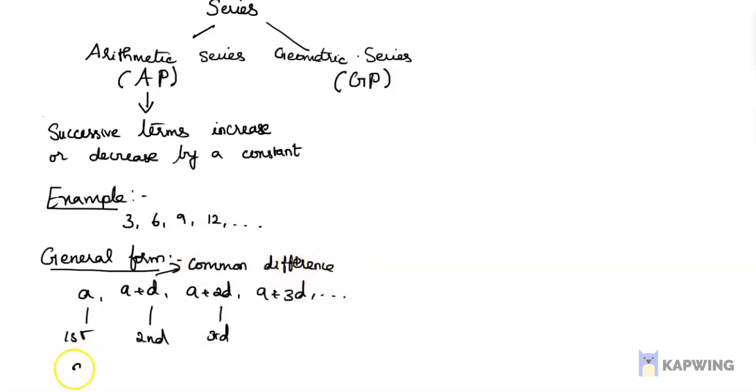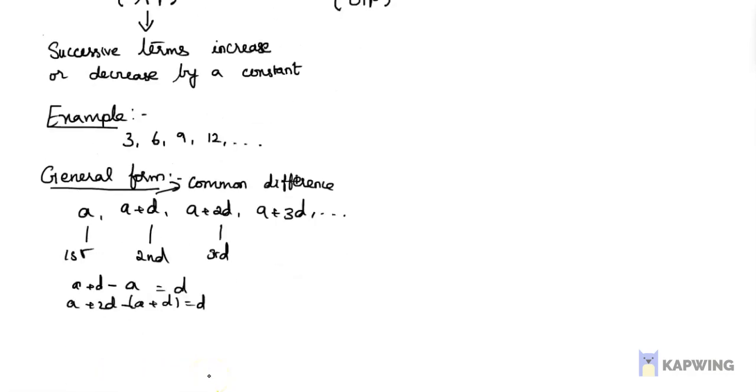So why are we calling it the common difference? For example, we can take a plus d minus a equal to d, a plus 2d minus (a plus d) equal to d, then a plus 3d minus (a plus 2d) equal to d, etc. That is, successive terms increase or decrease by a constant. That is the definition of arithmetic progression, right? So here also it is satisfied. Therefore, we can say this is the general form of arithmetic progression: a, a plus d, a plus 2d, a plus 3d, etc.